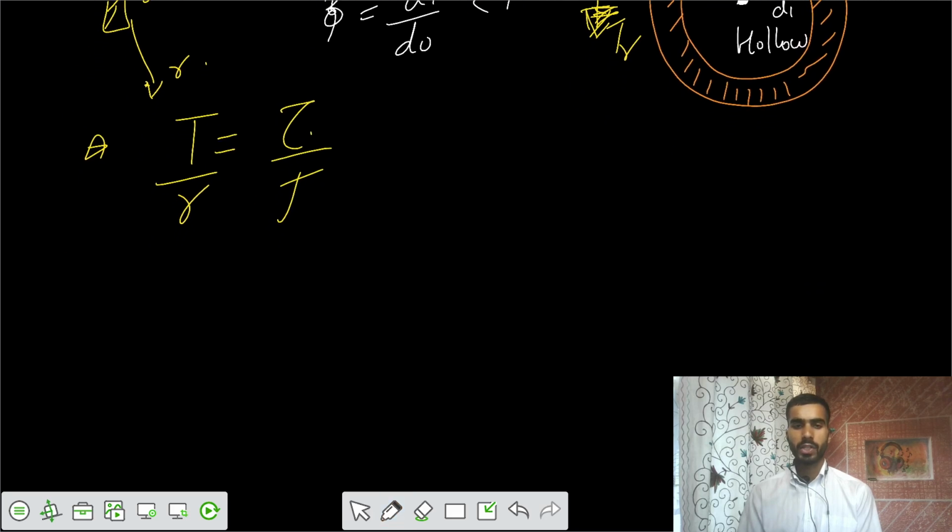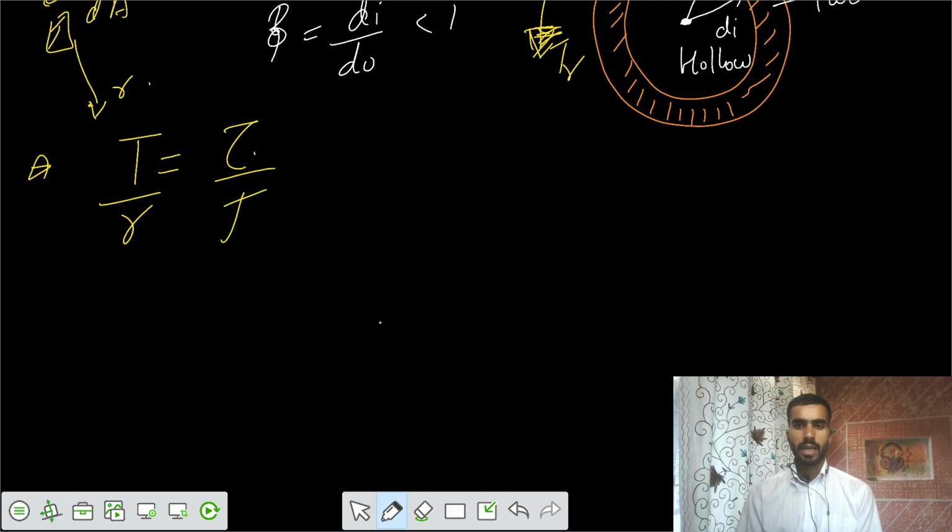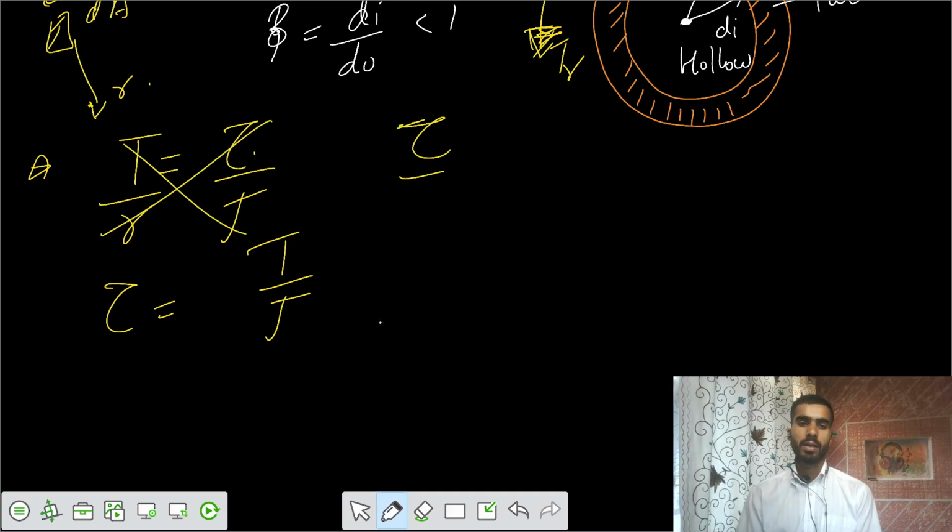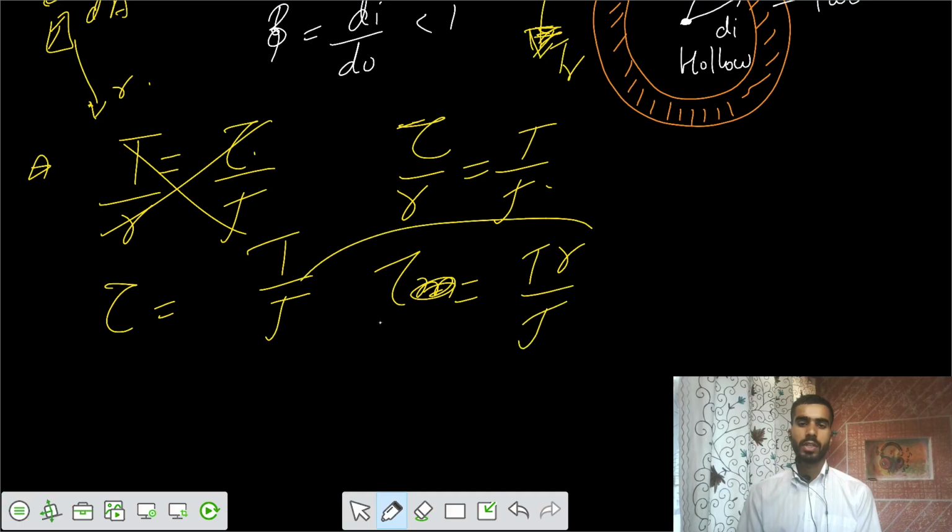So you write the equation, and I would say that if I write the equation now, tau by r equals T by J. Yeah, the equation was wrong: tau by r equals T by J. So if I write tau equals T r by J, you get this equation.